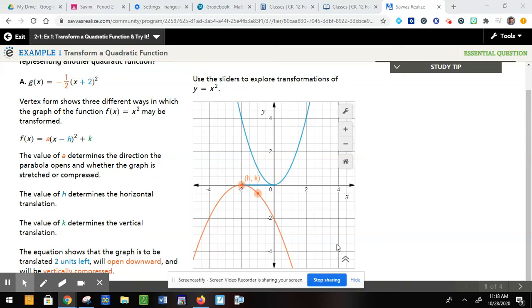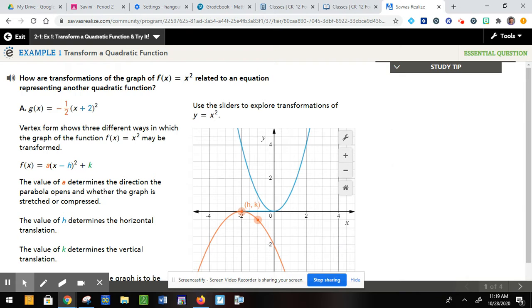Welcome to lesson 2.1, and this is example 1. We're just going to look at some transformations of quadratic functions. Similar to what we talked about at the beginning of chapter 1, there are really 3 different ways that the functions can be translated. If you look over here, the a value, well, if a is positive, it's going to open up. If it's negative, it's going to open down.